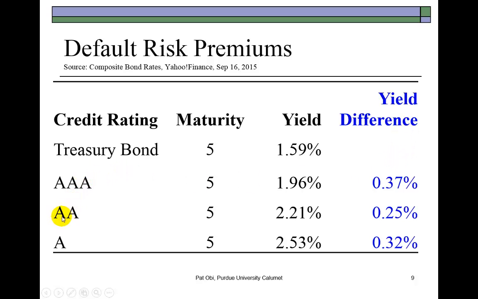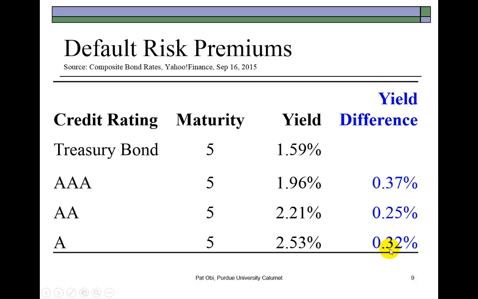And next in line would be AA, yielding 2.21%. And again, you can see that the risk premium between the AA and the AAA is 0.25. If you take the difference between 2.21 and 1.59, then you'll get the credit risk difference, or the default risk premium, of the AA bond with respect to the treasury bond. And finally, single A. All right, you can see that.